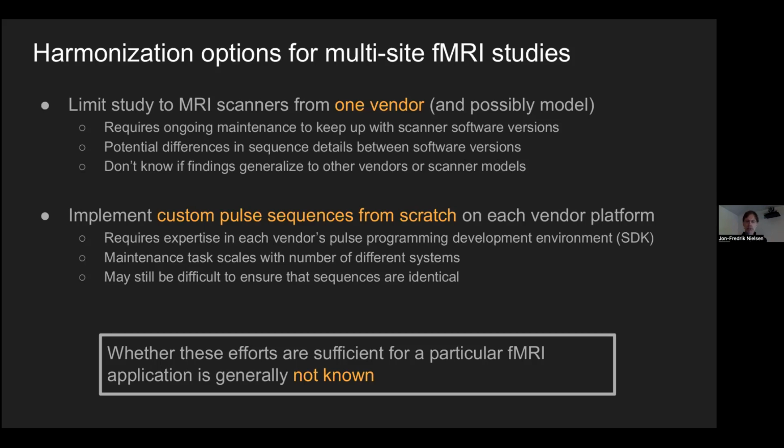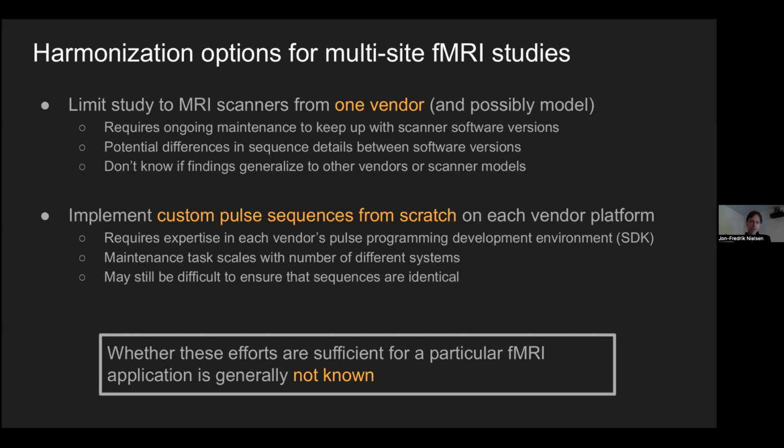The deeper level approach that probably has a better chance of working overall is to include multiple vendors, but then to implement custom pulse sequences more or less from scratch, or at least to some extent on each vendor platform. Or just deal with the product sequences and then try to harmonize. This would require expertise, both programming expertise, and that usually involves vendor involvement. And of course, now you have a lot bigger maintenance task because you have to deal with more vendors. And even after you do that, this may not ensure that sequences are identical at the end of the day.